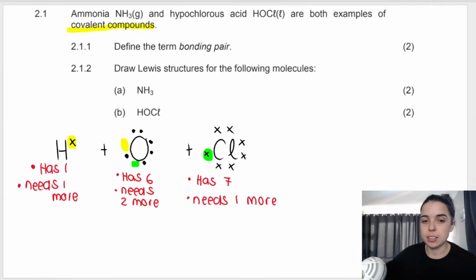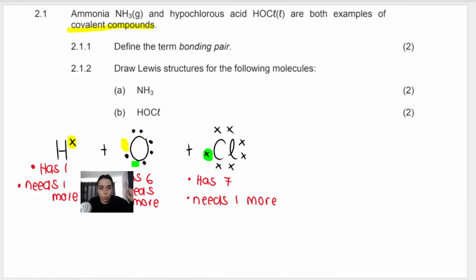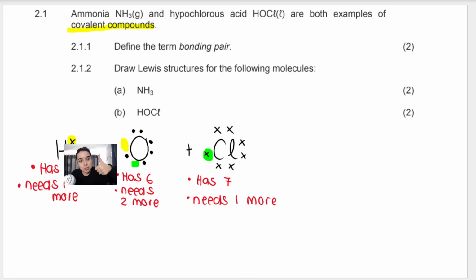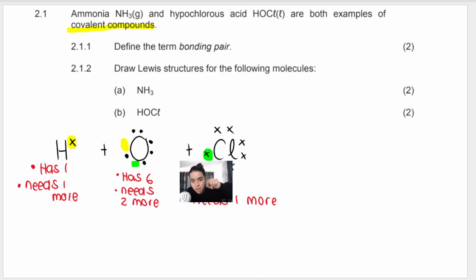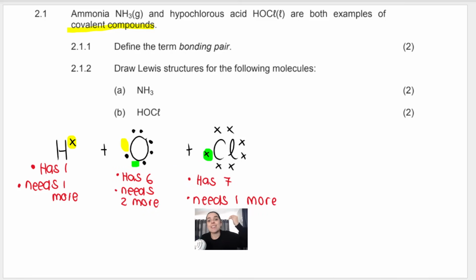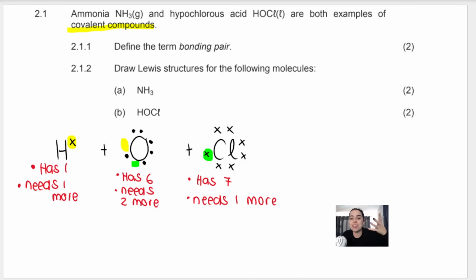Then think about it like this. When the hydrogen, let me make myself smaller, I'll show you. When the hydrogen shares this 1 electron with the oxygen, the oxygen will in turn share that 1 electron with the hydrogen. So the hydrogen becomes full, the oxygen has shared that 1 electron. Then the oxygen shares this electron with this chlorine, which shares this electron back with the oxygen. Chlorine will then have 8 because it's sharing that 1 extra electron that it needs. Oxygen shares both with the hydrogen and with the chlorine, so therefore it is full.